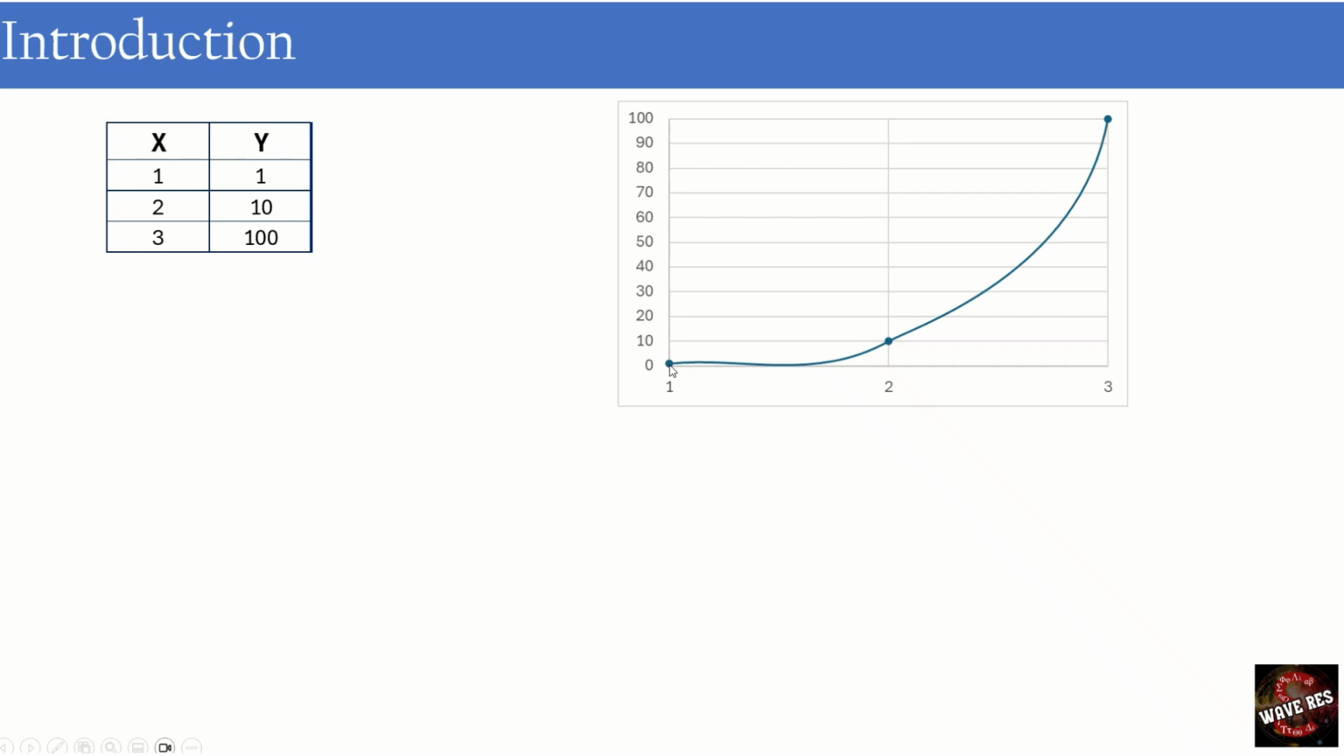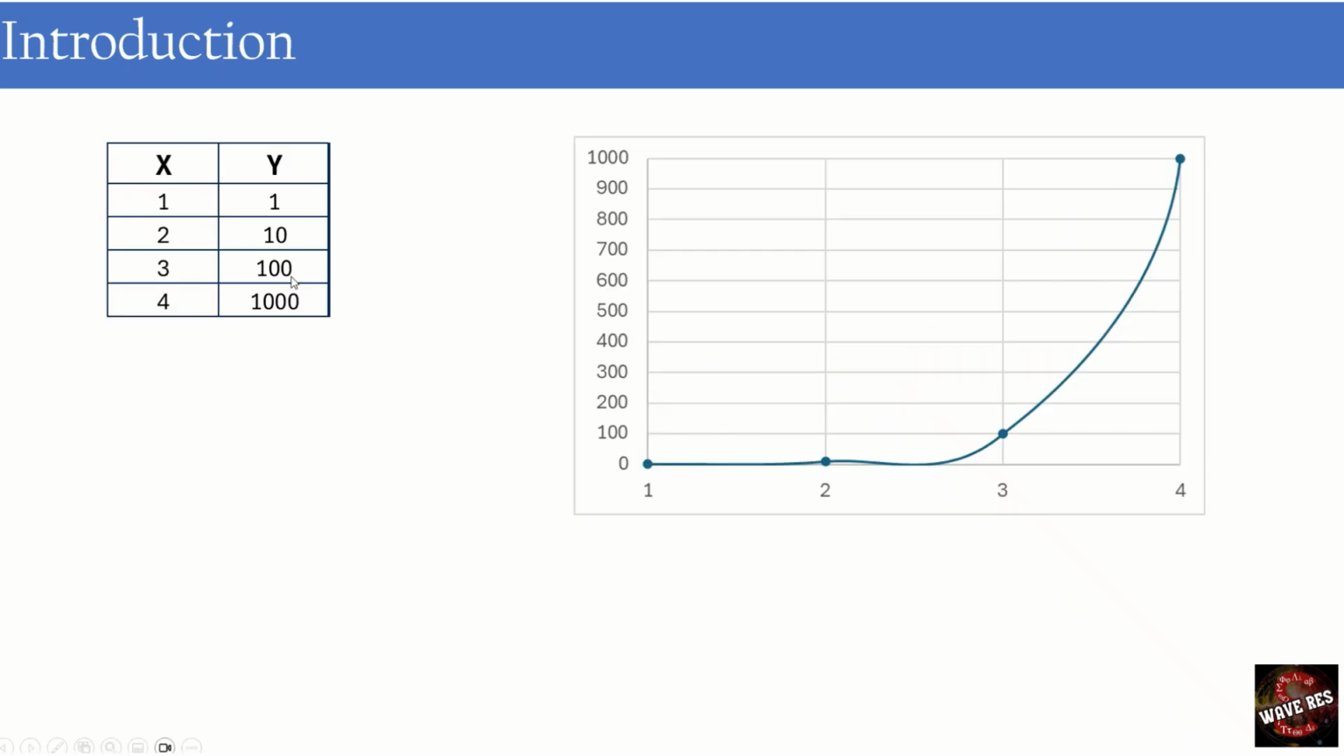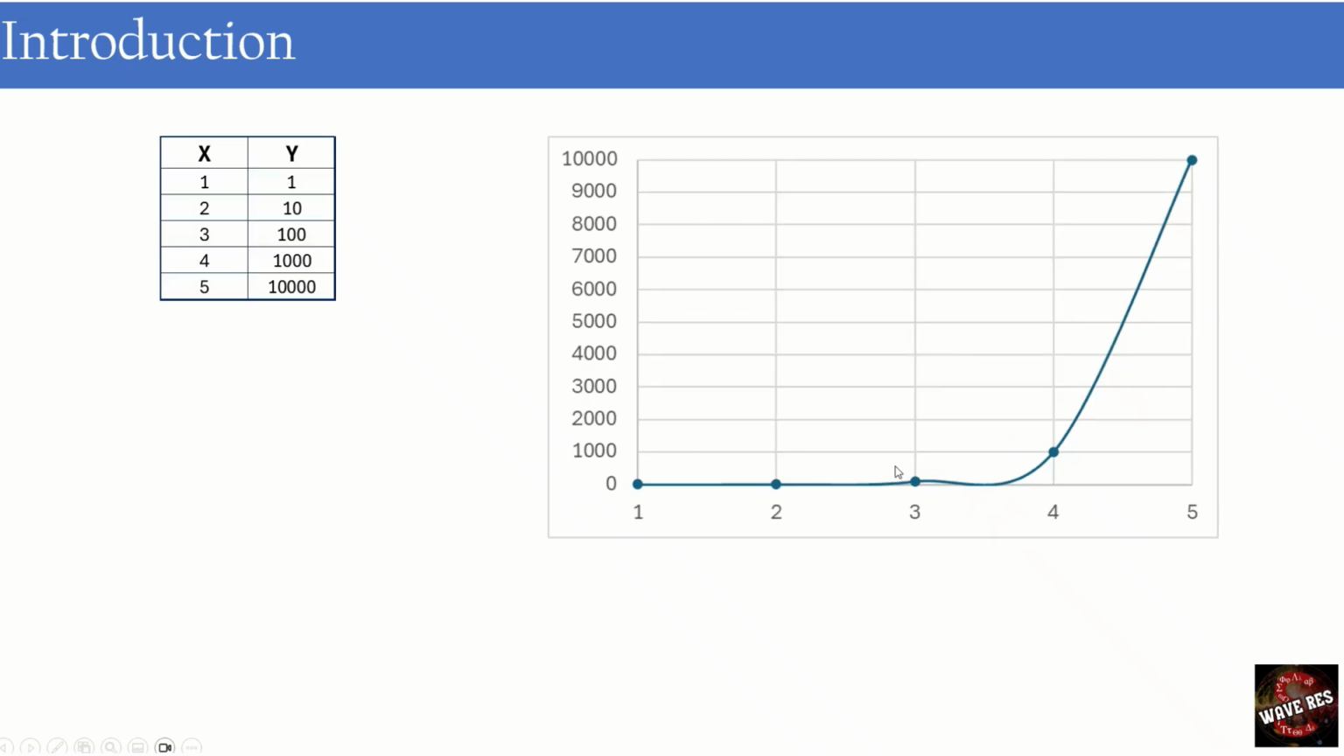But let's see what will happen if we increase the scaling of y. I have increased the scaling of y from 1 to 10,000, and here you can see that now it is not easy to say what the value of y is at x equal to 2. Because of this increase in scaling, these smaller variations are not visible on the scale now. Let's see what will happen if we further increase the scaling.